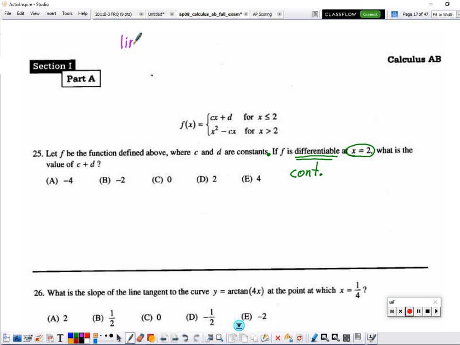So the limit, as x approaches 2 from the left of f of x, and if I'm approaching 2 from the left, that means I'm using this. So I plug in close to 2, I'm going to end up with 2 times c plus d. That's what happens as I approach 2 from the left. If I approach 2 from the right, that's going to be this one. So that's going to be close to 4 minus 2 times c.